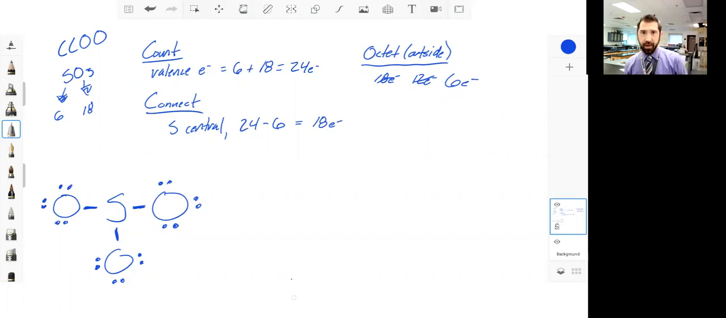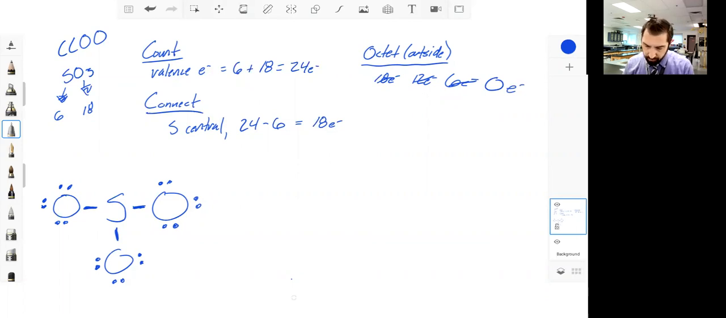Notice I'm ignoring the central atom. So at this point, we're just focused on the outside octet. And again, I've added 6 valence electrons to that oxygen on the left. And the 6 plus the 2 in the shared bond, we've got an octet. I am now out of electrons. So that's something to keep an eye on.